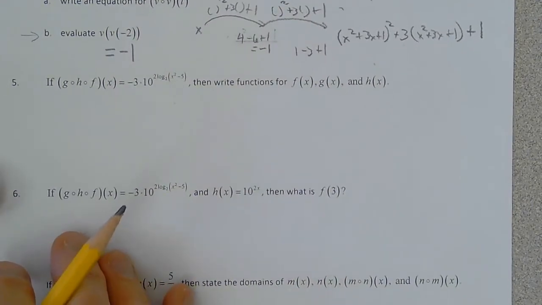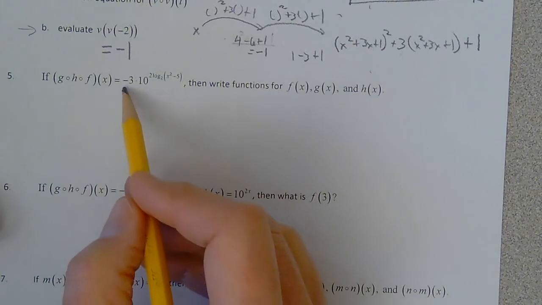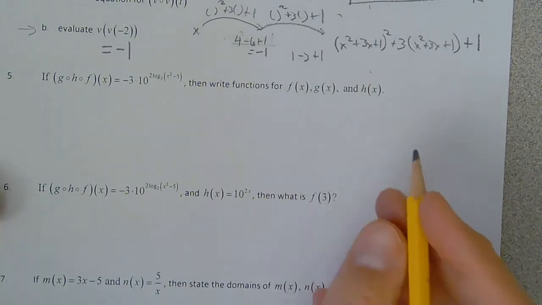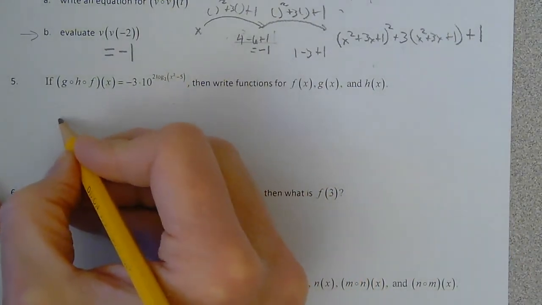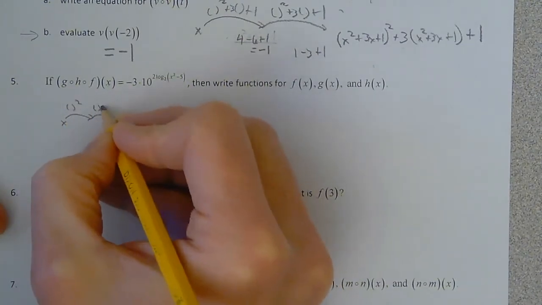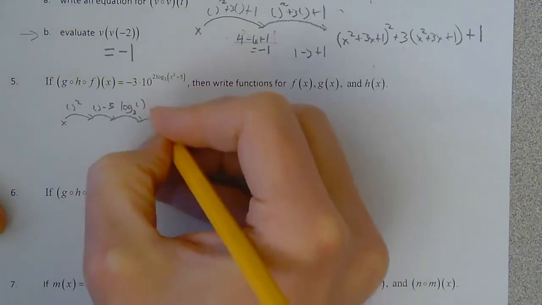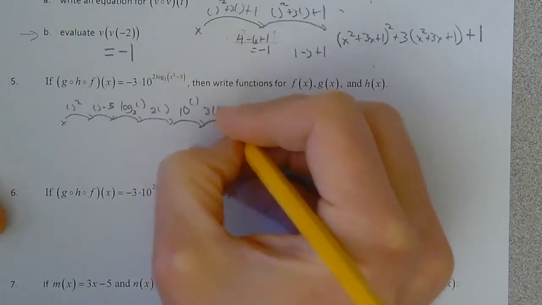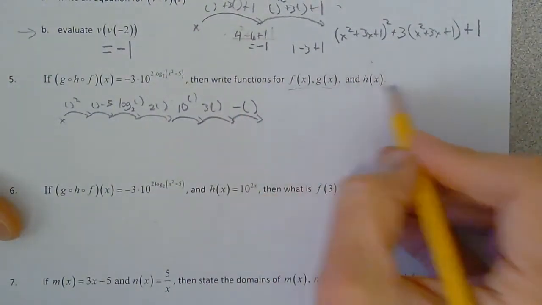All right, decomposition here. If g of h of f of x is equal to this thing, then what are some possible functions for f and g and h? So to do this, we're going to write this with arrow diagrams to begin with. So we start with the x, and it says square, and then subtract 5, and then put that into a log base 2, and multiply that by 2, put that into the power of 10, multiply by 3, and change the sign. Okay, I have 3 functions that I want here.